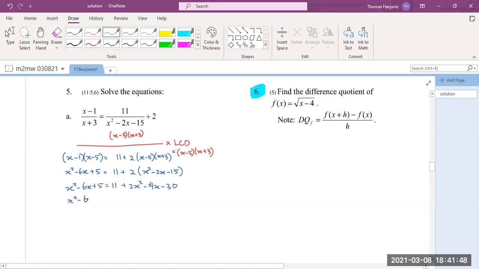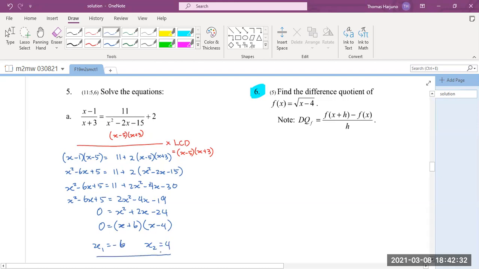Combine like terms on the right hand side. Set one side equal to 0, so x squared plus 2x minus 24. So I get x plus 6, x minus 4. Okay, so x1 is negative 6, which is okay, right? And x2 is positive 4, also okay. So both of them are okay.